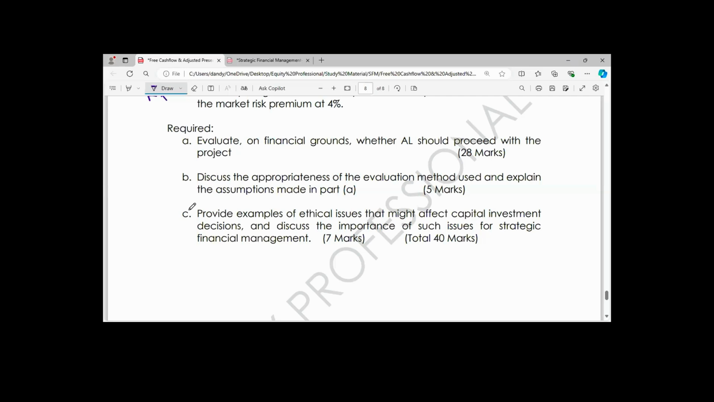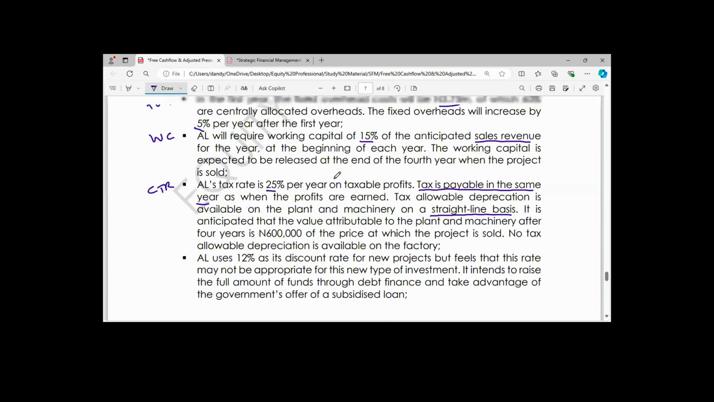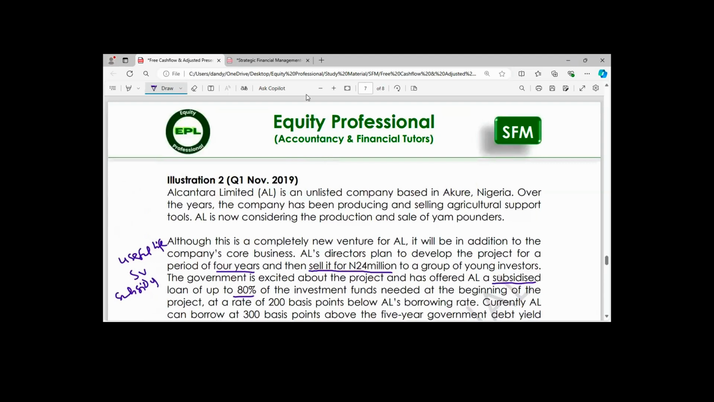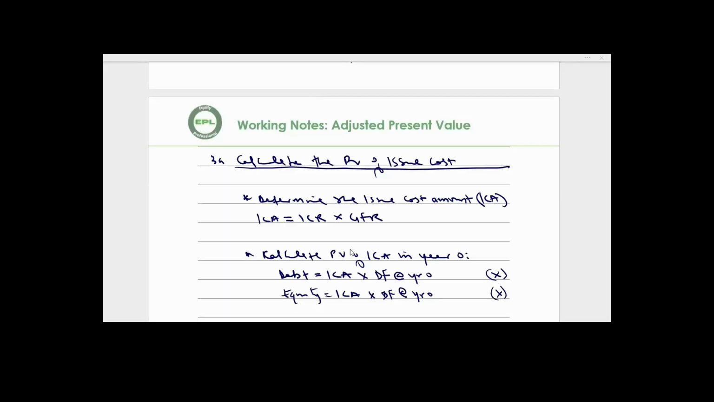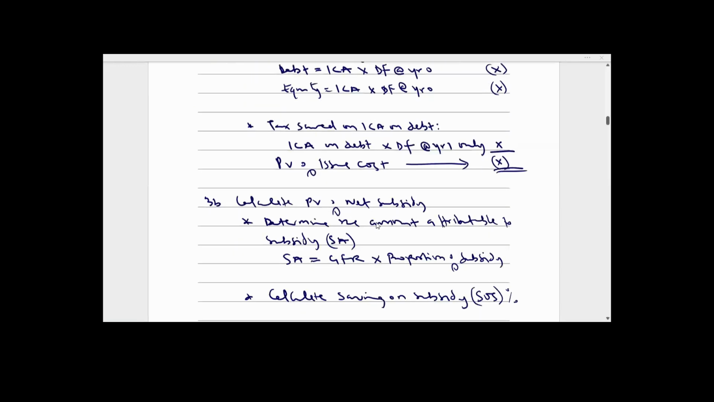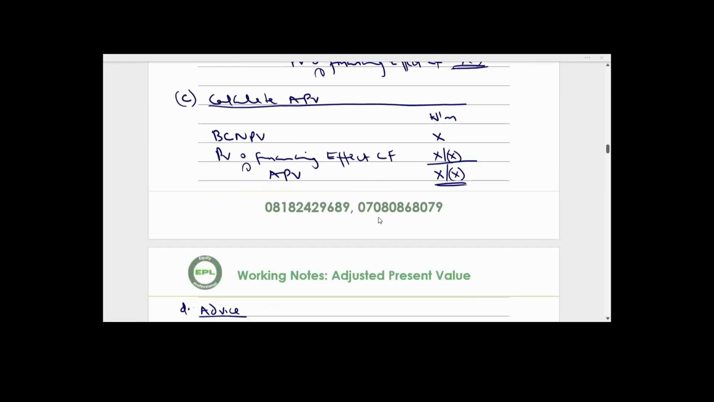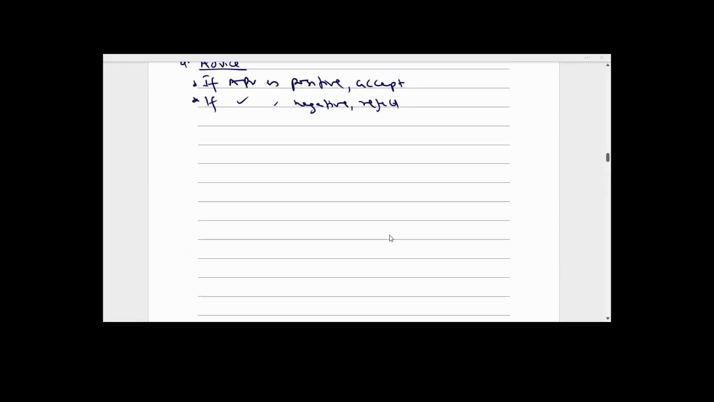So let's take it one by one. I've stopped sharing this and moved to the working notes. Please open to the material at your own hand. Okay, so the first thing we are going to do is to calculate the base case NPV. So let me use this page, and this one accommodates the NPV.